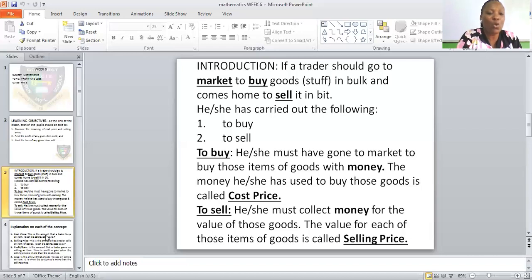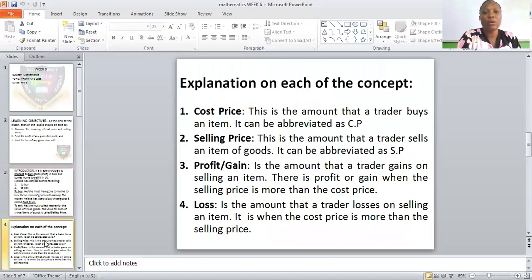Now, let's look at a more detailed explanation of each of the concepts. Cost price. This is the amount that a trader buys an item. The amount that a trader buys an item is called cost price, and it can be abbreviated as C.P., capital letter C and capital letter P, with a full stop in between.